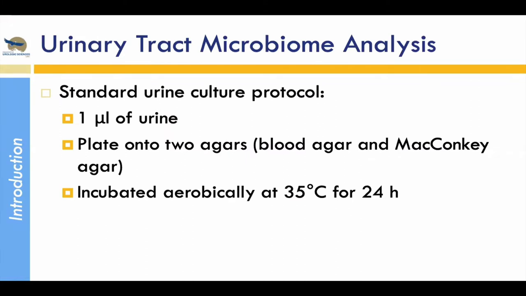Urine was assumed to be sterile for such a long time and overlooked in these microbiome studies, since urine itself is quite hostile to the survival of microorganisms. It is hypertonic with a low pH, around 6, and contains a high concentration of urea, which in itself is inhibitory to a lot of bacteria.